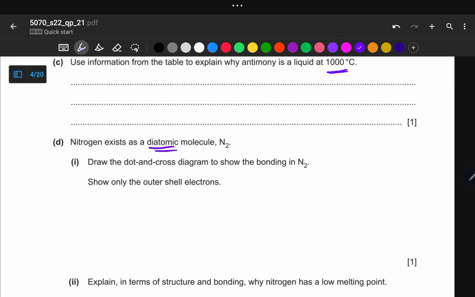Draw a dot and cross diagram to show the bonding in nitrogen. Nitrogen is in group 5, so it's 2, 5, right? For nitrogen, we are going to have a nitrogen to nitrogen triple bond with a bond energy of about 945 kilojoules per mole, right? And so we are going to have this one.